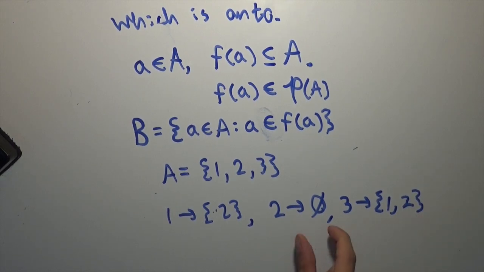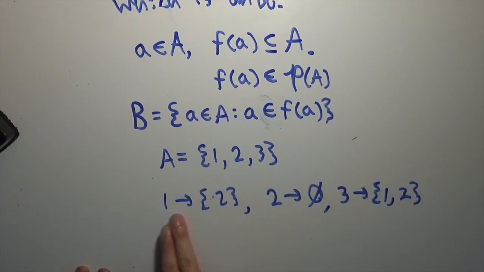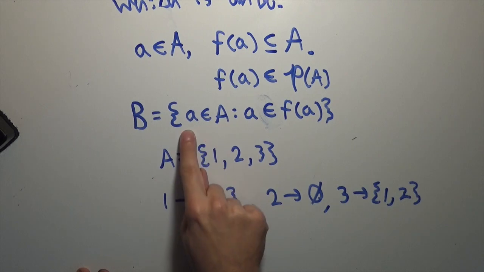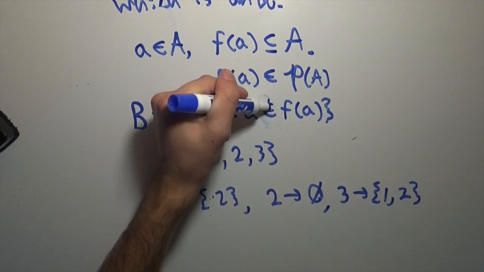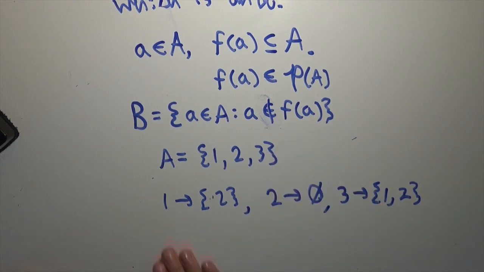Because remember, these are the elements of the power set of A. And so we're taking elements of A and we're mapping them onto elements of the power set of A. And in particular, we're defining a subset of A, which are all the elements of A who are not an element of the subset that they are mapped to. Like in this case, right?